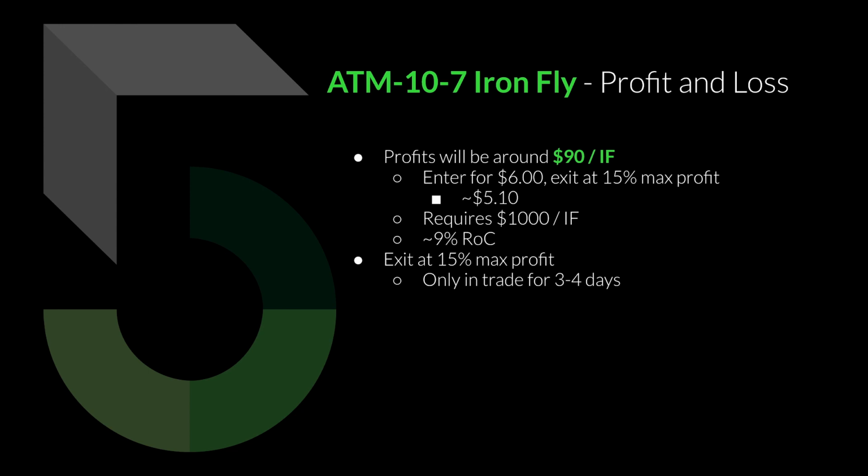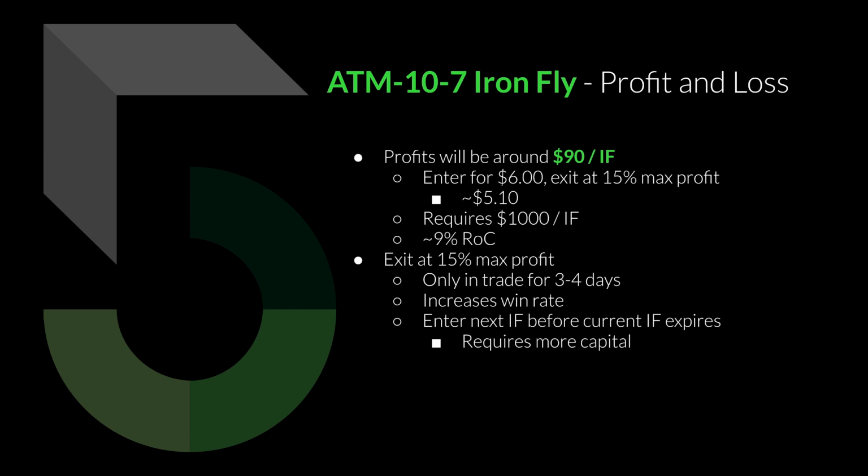And what I found through my early testing is I'm only in the trade for about 3 to 4 days, similar to what the iron condors were, that were 7 DTEs. It does increase the win rate because you're exiting much earlier. You don't have to wait until expiration. You're not waiting until 50% of the max profit is achieved. You just want a little bit of that total credit. And you're going to enter the next iron fly before the current one is expiring, because you can enter these every day on the SPY or on the Qs. So it does require more capital in that regard because you have to have these overlapping trades.